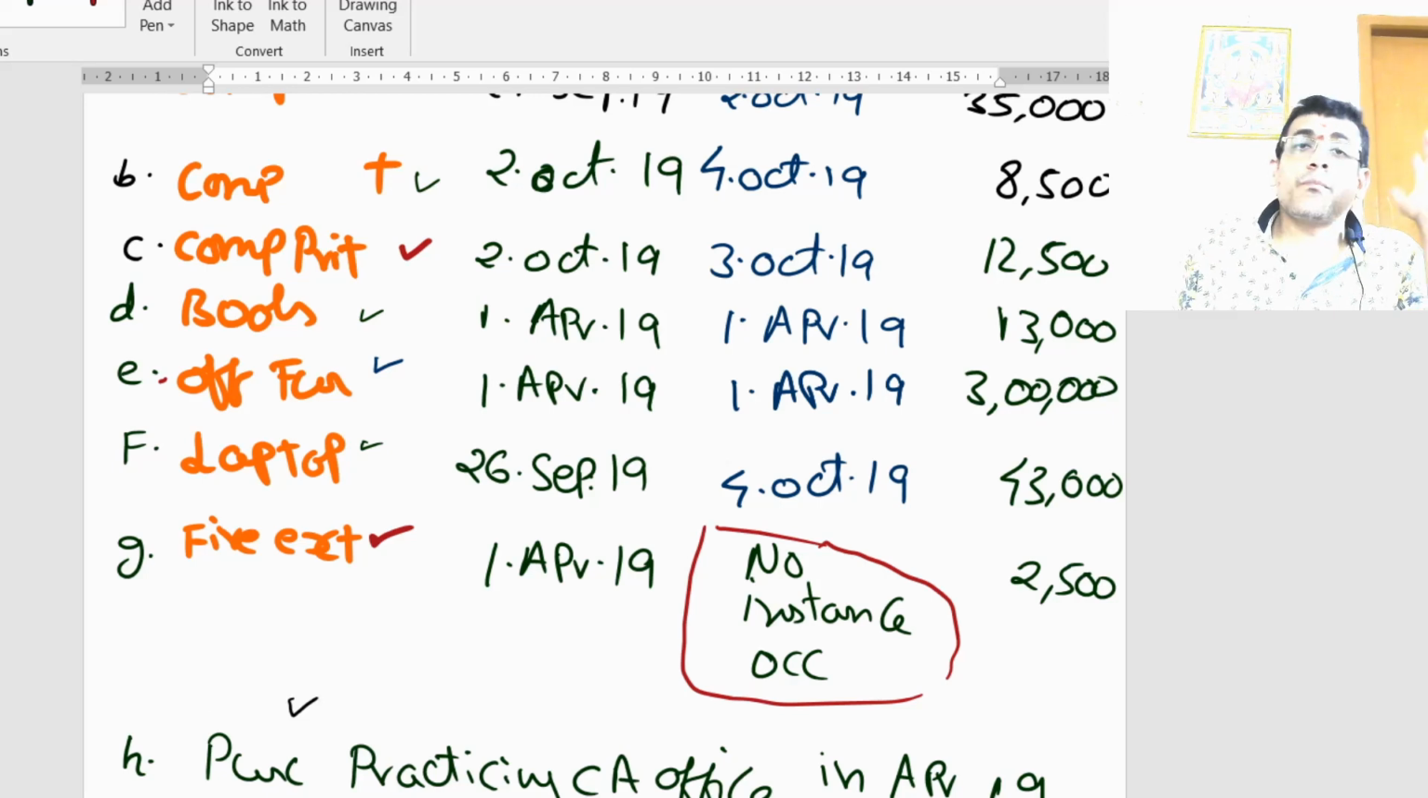As I mentioned, there is a Supreme Court decision for this. Even though the fire extinguisher is not used because no fire accident happened, as it is installed, it is deemed to be used. So in this case, one asset is used for a period of more than 180 days.